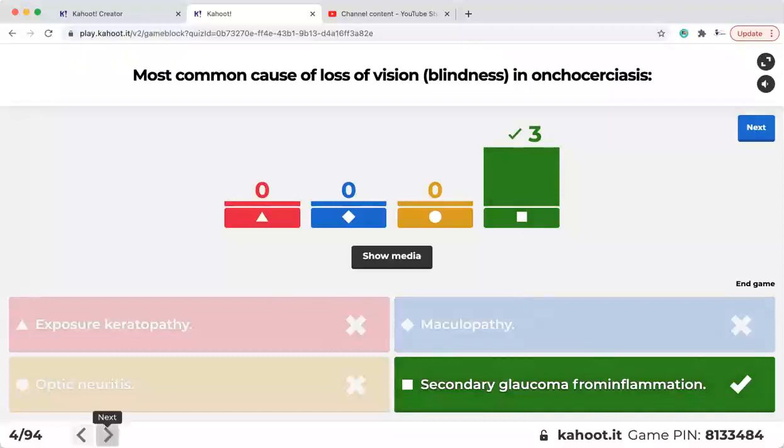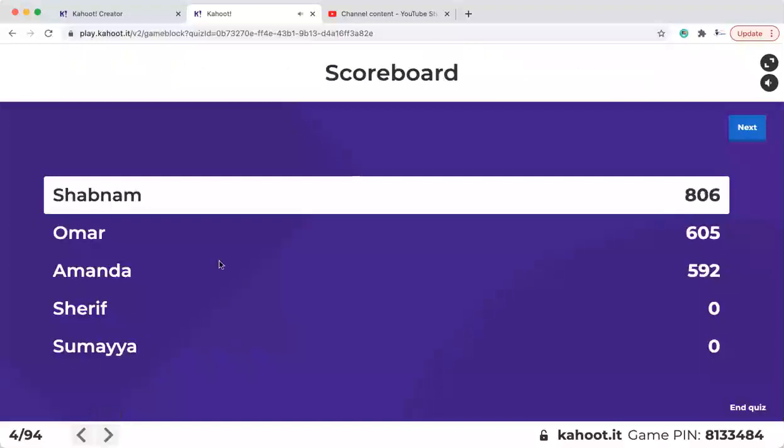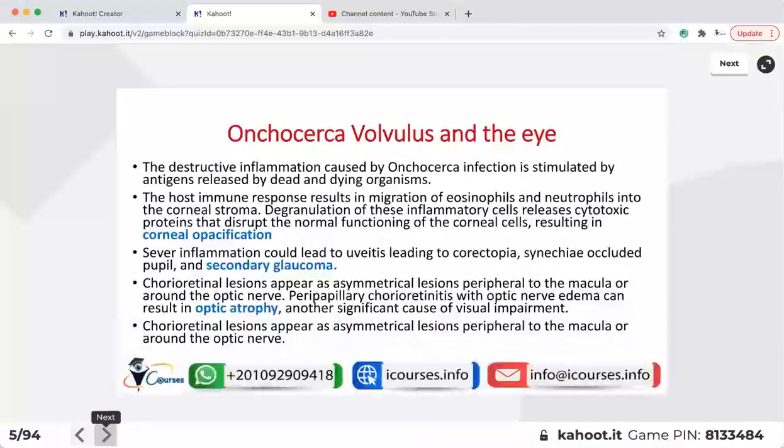So what happens after we discuss the question? We see who got it right. We got Dr. Shabnam, Dr. Omar, and Dr. Amanda right, and these scores correspond to their speed of the right answer. Whenever you have 0, this means that you didn't score on this question. And we can present some slides to explain the question.